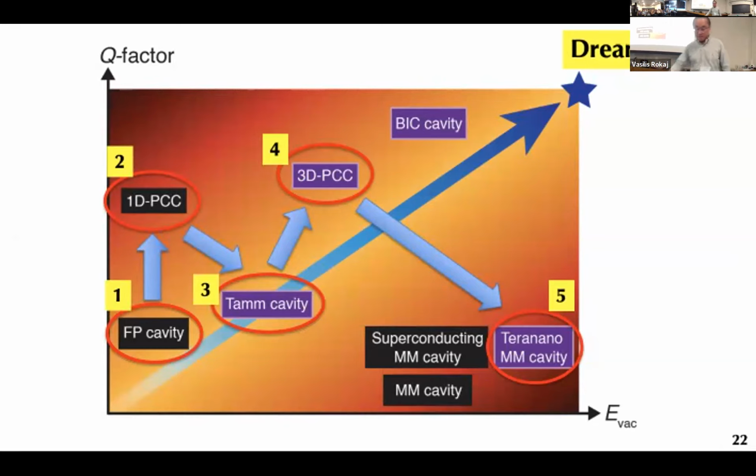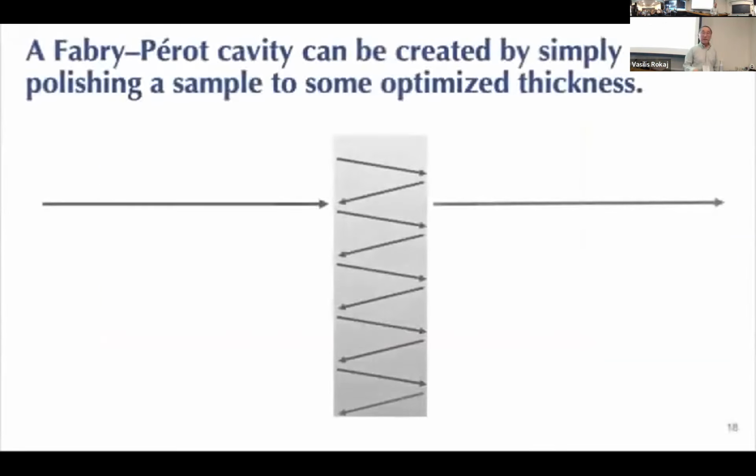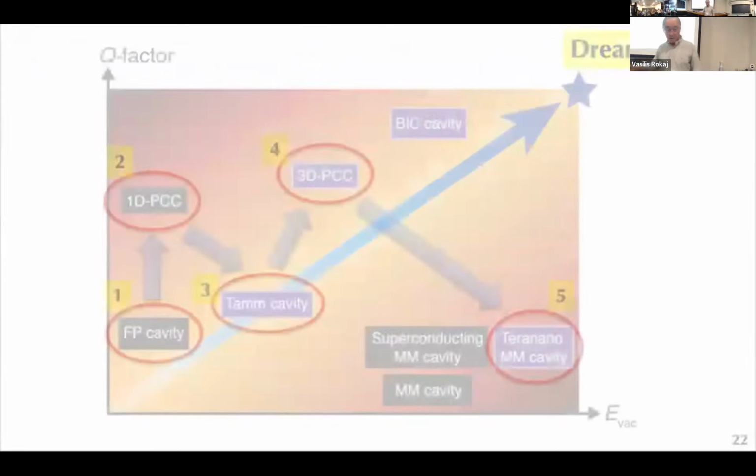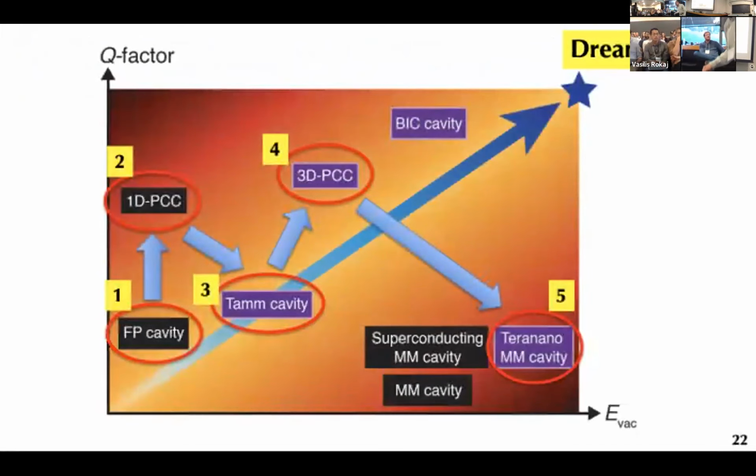Excuse me? Yes. What do the letters BIC stand for? BIC means bound states in the continuum, yes. Bound states in the continuum? Yes. They produce extremely narrow lines.